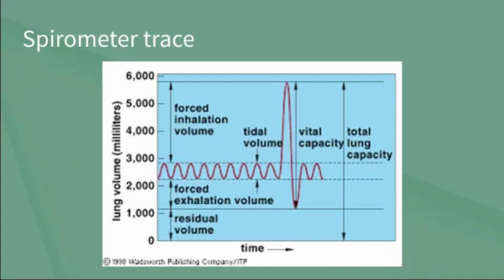The total lung capacity is the vital capacity, from where the person has done a forced inhalation, where it peaked right at the top, plus the residual volume from the expiration, which you can see labelled at the bottom.